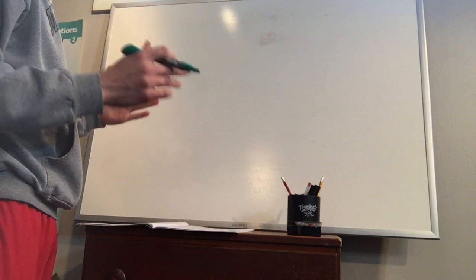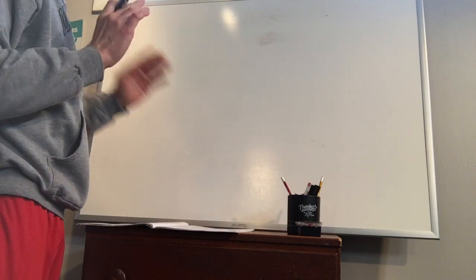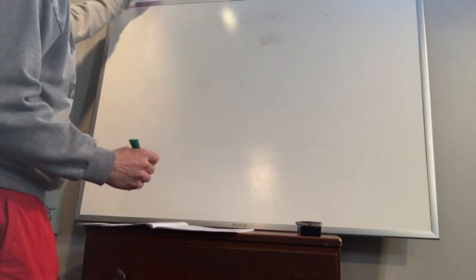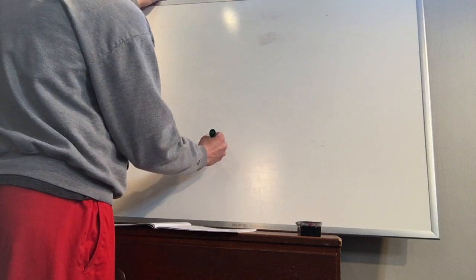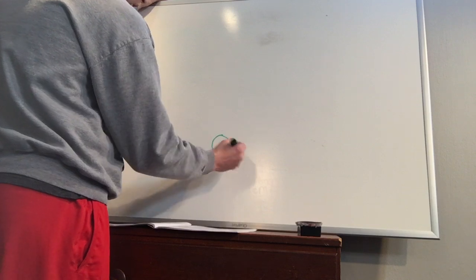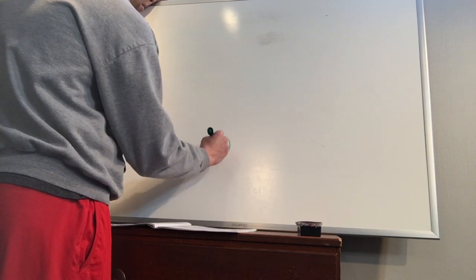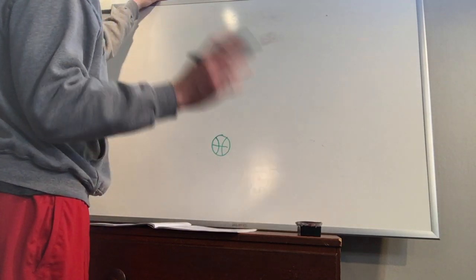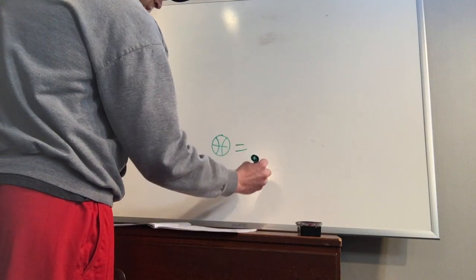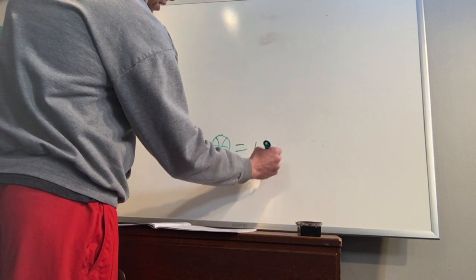Now remember, picture graphs always have pictures that represent a specific number. So in this case, let's do a ball. So we could do a basketball. So in this case, we're going to say one basketball equals one game.